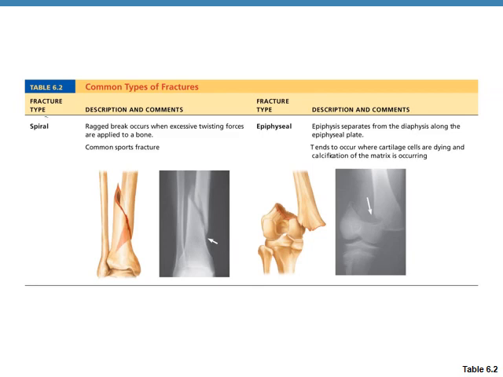This next figure, we can see a spiral fracture. We can also see an epiphyseal fracture. Remember, this was an epiphyseal plate. This was really cartilage. It has not calcified yet, so it's not bone. So under extreme circumstances, this is the area that's the weakest in the bone that can be twisted or broken.